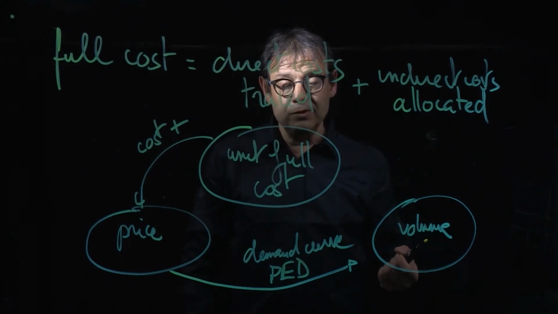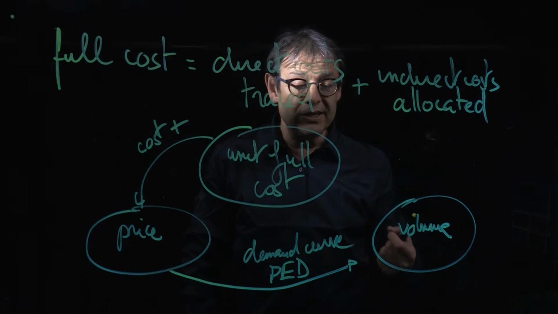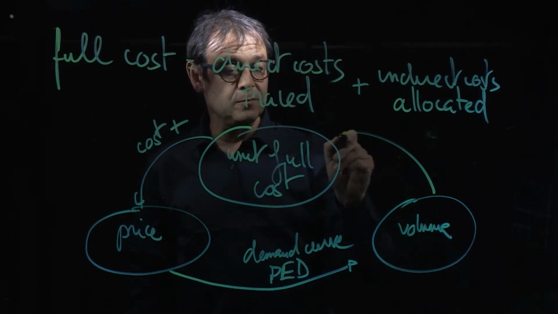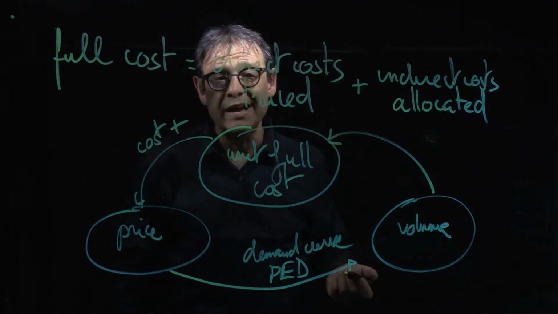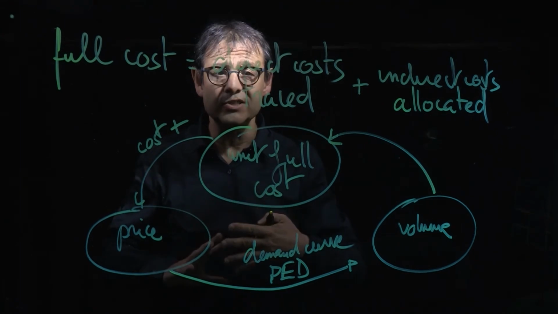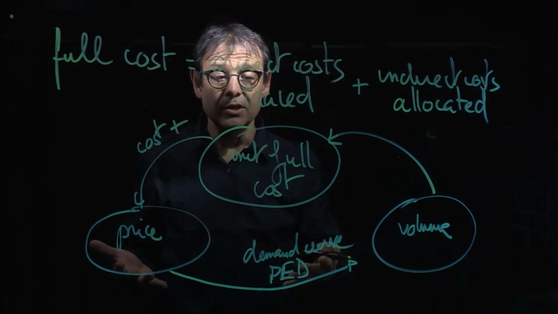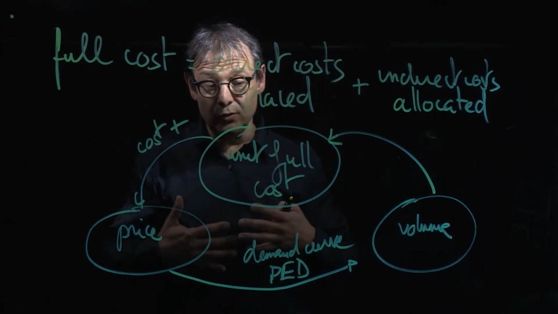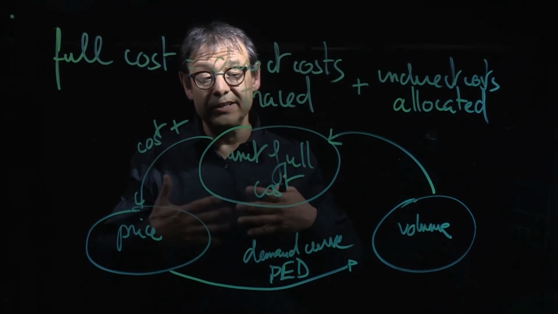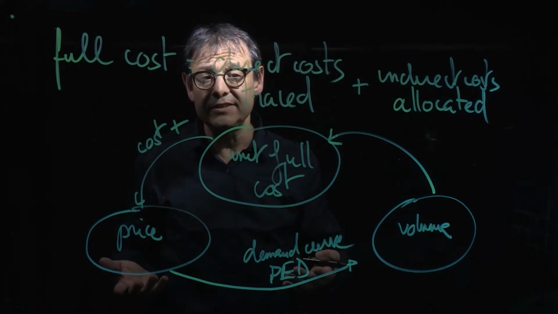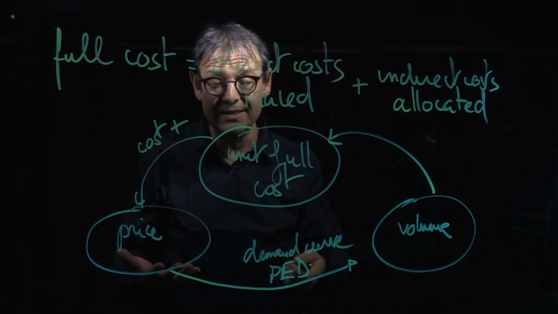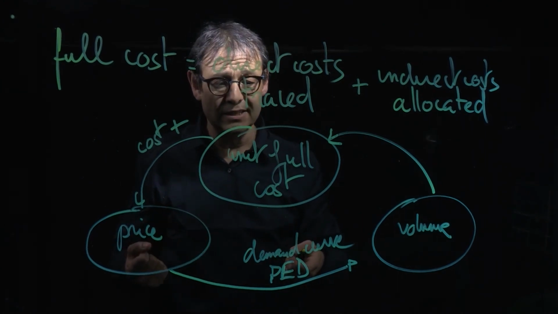And then the difficulty appears because this volume, which depends on price, will impact the unit full cost. Why? Because since the unit full cost includes all the cost, among those costs, you will find some fixed cost. And the unit full cost will decrease when the level of activity goes up, and vice versa, which means the unit full cost depends on the level of activity.